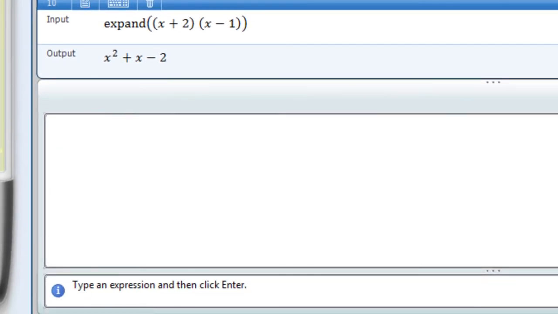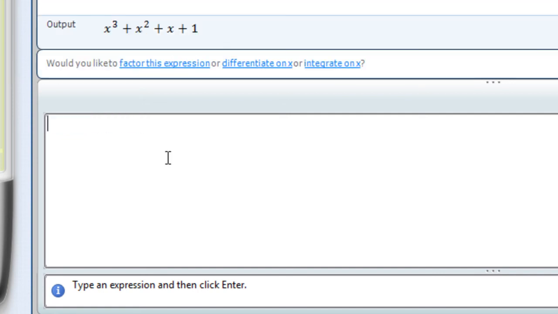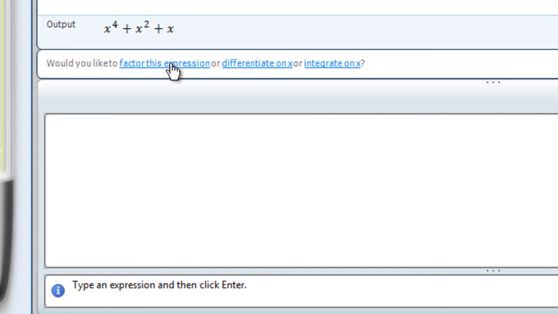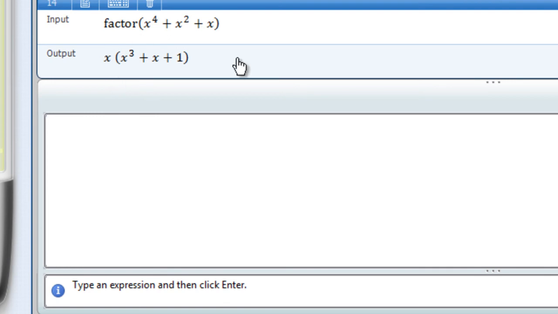quadratics. It can also do cubics and polynomials. I'll give you a quick example. X cubed plus x squared plus x plus 1, and if we factor this, it gives us x plus 1 lots of x squared plus 1. It can also do polynomials, which is expressions greater than cubics. So for example, x to the 4 plus x squared plus x. Now if we factorise that, it will give us the factors of that.